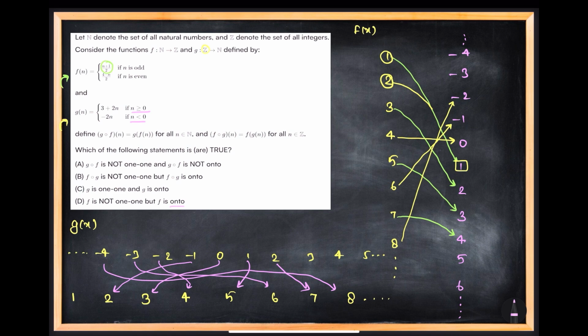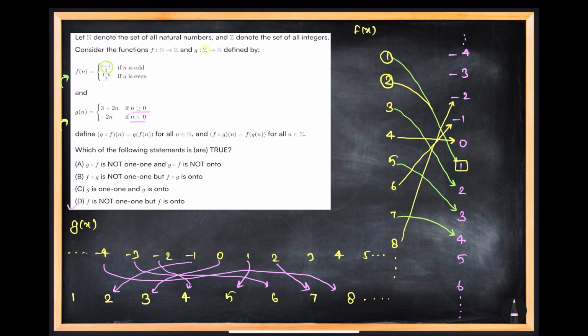Now, it is onto, meaning codomain equals range. So if you focus, odd numbers will cover positive natural numbers, and even numbers ignoring 2 will cover 0 and negatives of natural numbers. 2 will connect itself with 1. So f is not a one-one function, but it is an onto function. So option D is correct.